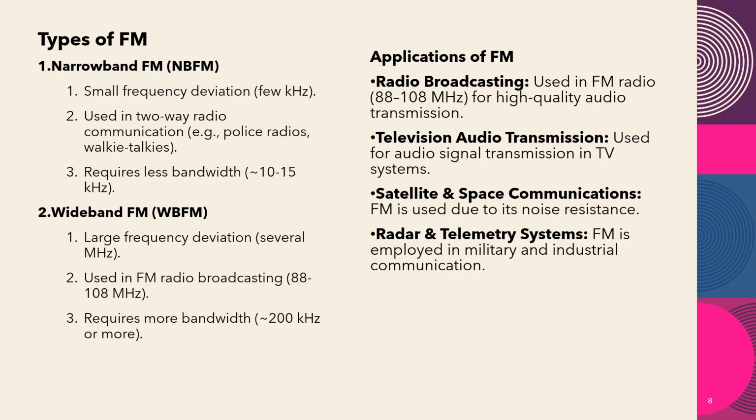FM can be classified into narrowband FM. In this FM, used in two-way communication like police radios and walkie-talkies, it requires less bandwidth. Next, wideband FM, used in FM broadcasting, providing better sound quality but requiring more bandwidth. Applications of FM include FM radio, TV audio transmission, satellite communication, and radar systems.